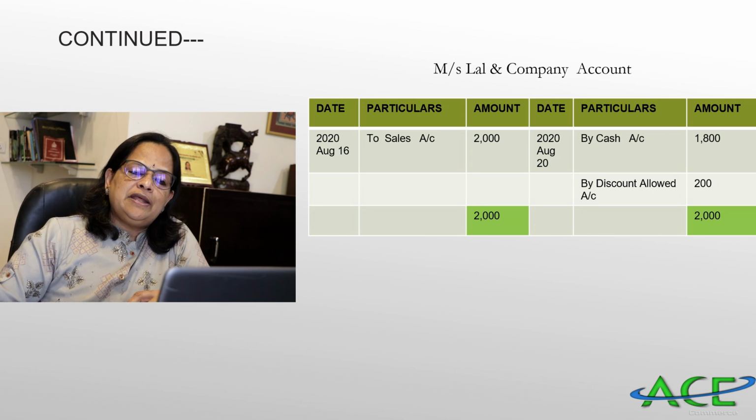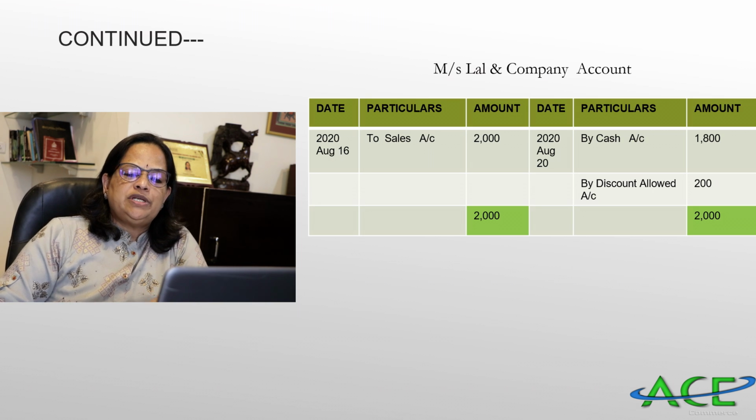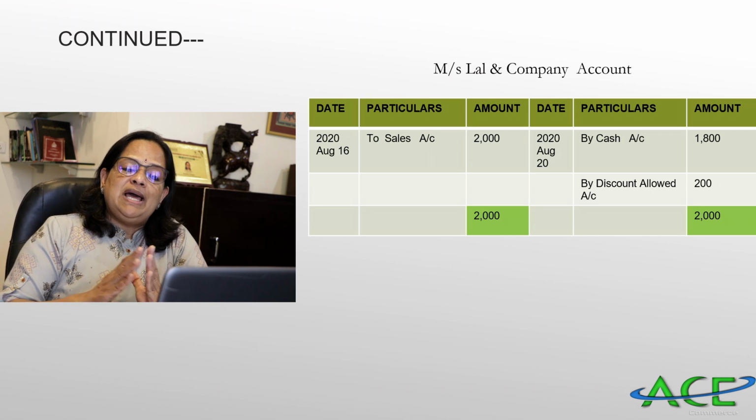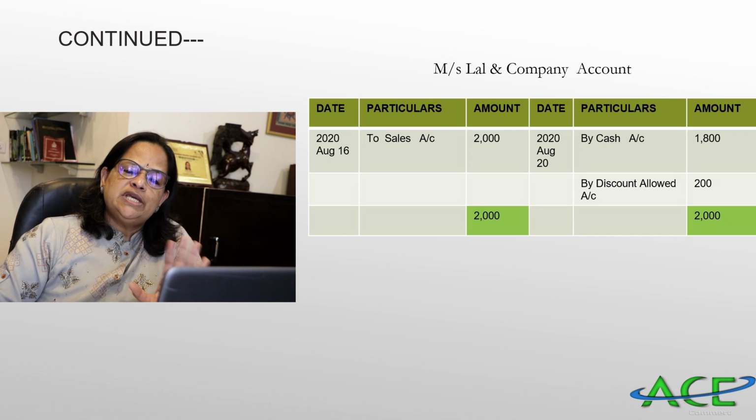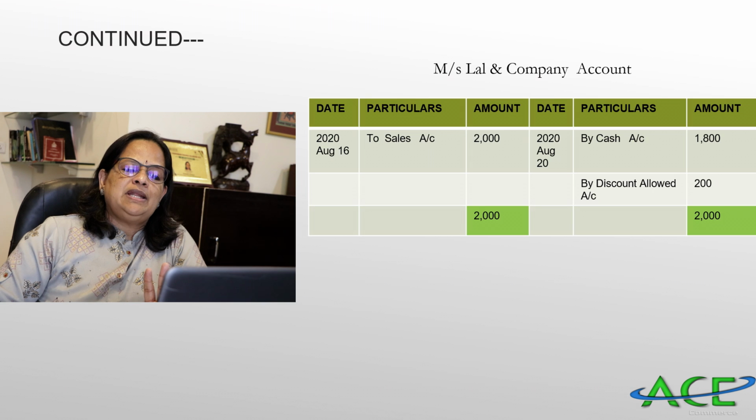Now Messrs. Lal and Company's account. To sales account 2,000. Now on the credit side, by cash account 1,800, by discount allowed account 200. So here also there is no balance in the account. Debit side is 2,000, credit side is also 2,000. This item will not come in the trial balance.